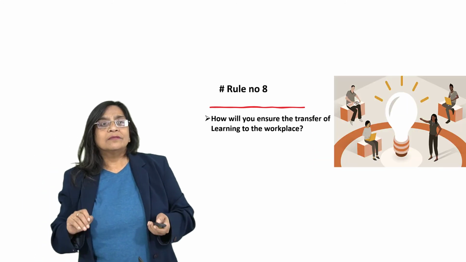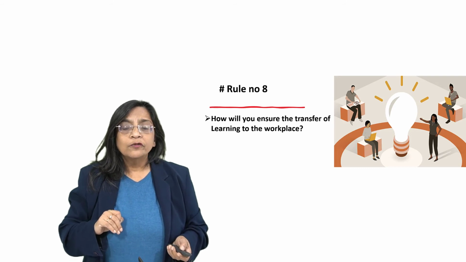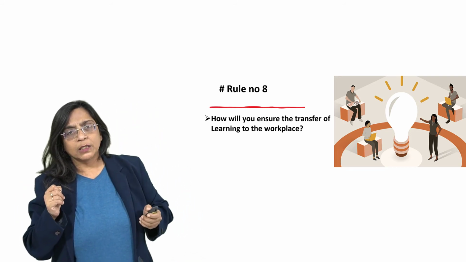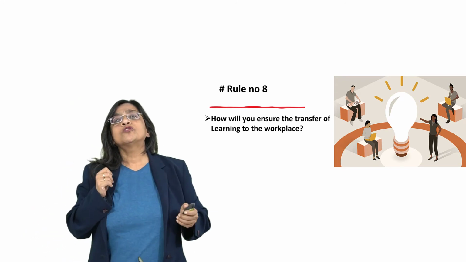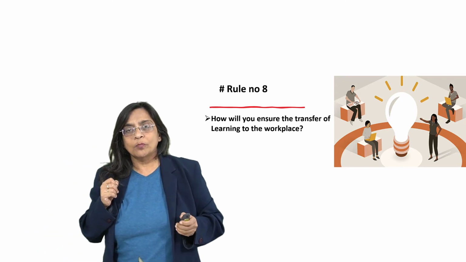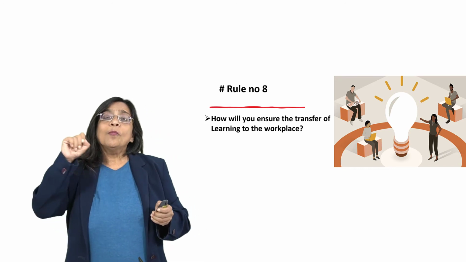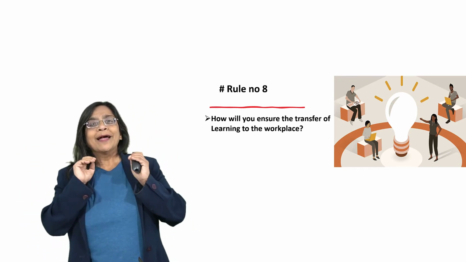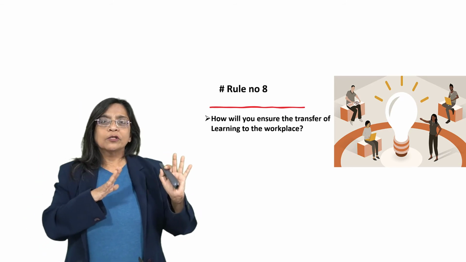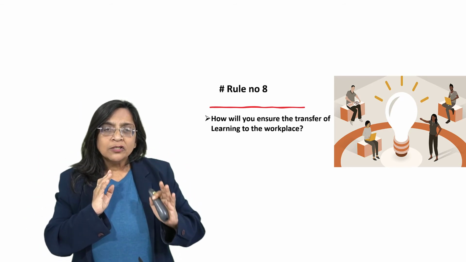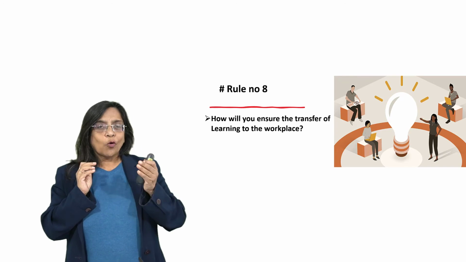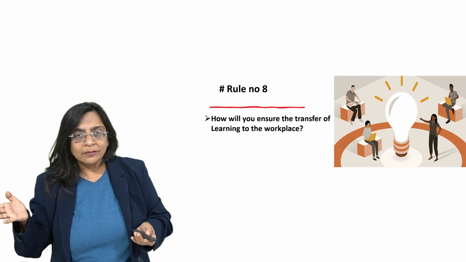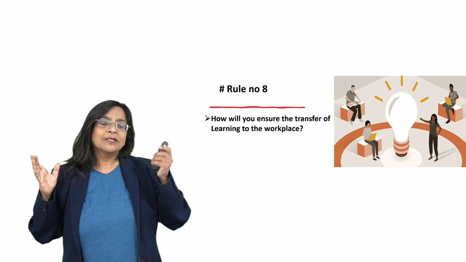Rule number 8. How will you ensure the transfer of learning to the workplace? Now, this is very, very critical. This is perhaps one of the most important things in any workshop. Because though you might do an amazing job as a faculty, you might be brilliant at connecting all the dots for the participants, research has shown that 90% of what you learn is lost within the first 1 month. And after 6 months, it's just a memory.